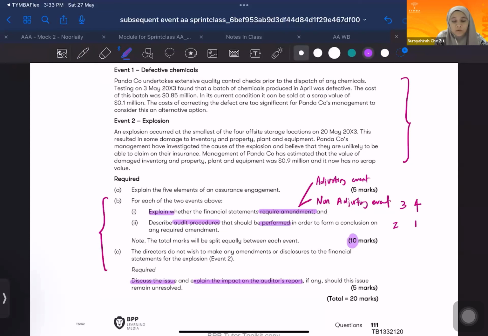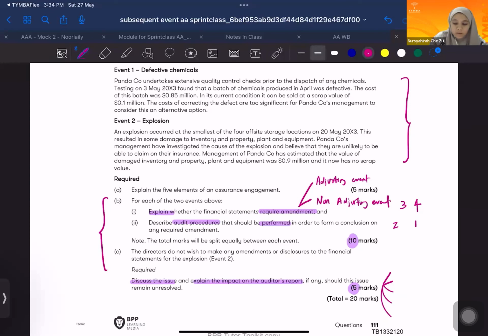For this one, you can use the chart and the steps which I already showed to you just now. So 5 marks. Of course, summarize the issue, materiality, FS misstatement, and what else? Material not pervasive, or material and pervasive. And lastly is the opinion and basis for opinion. So easy 5 marks.